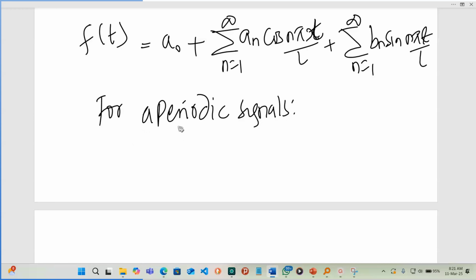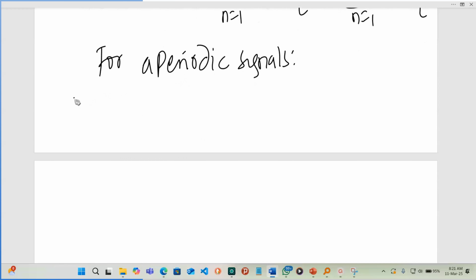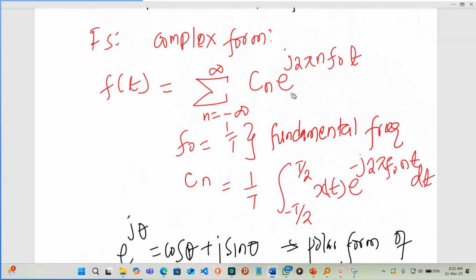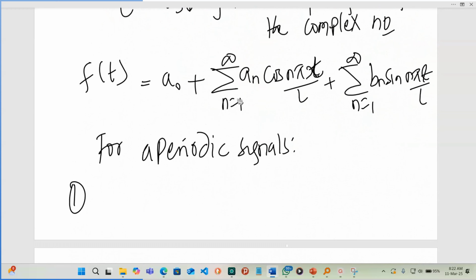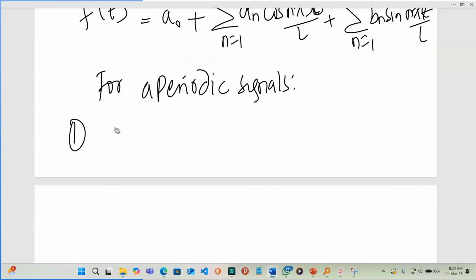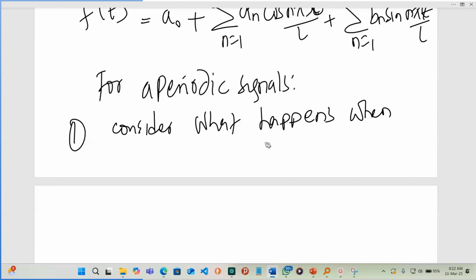So what does the Fourier transform look like? First of all, note number one: we are going to consider what happens when the period T tends to infinity. Here, the fundamental frequency is equal to 1 over the period. But now let's look at what happens when the period T tends to infinity.